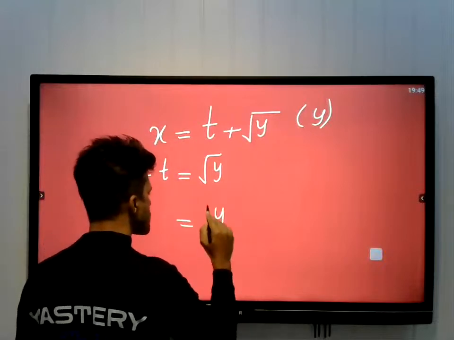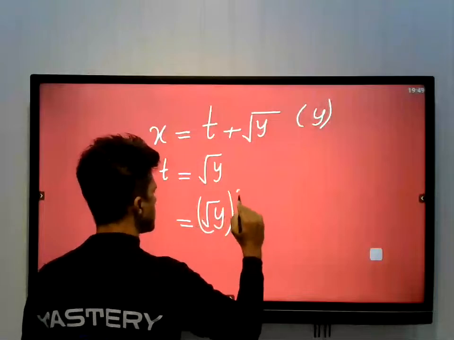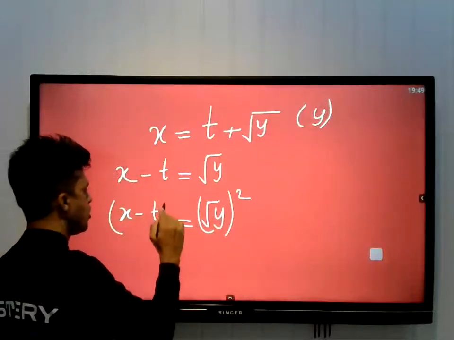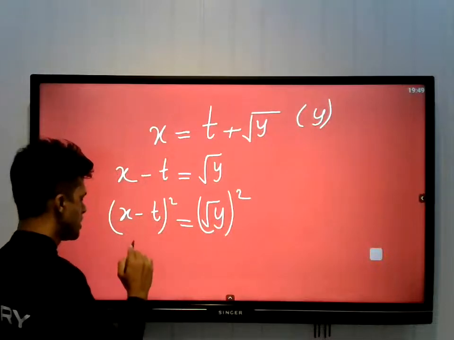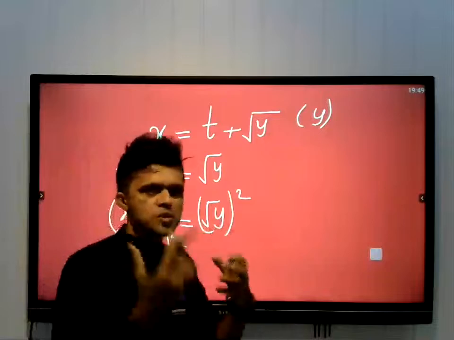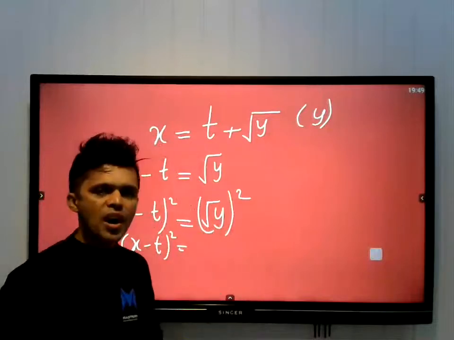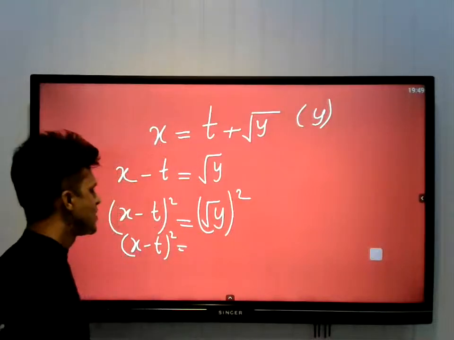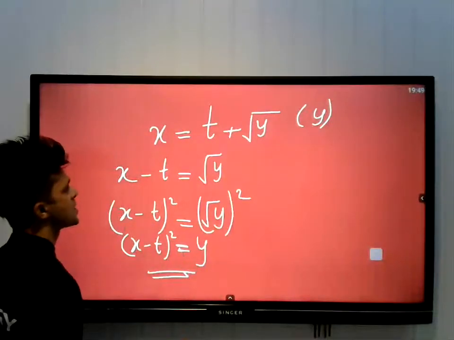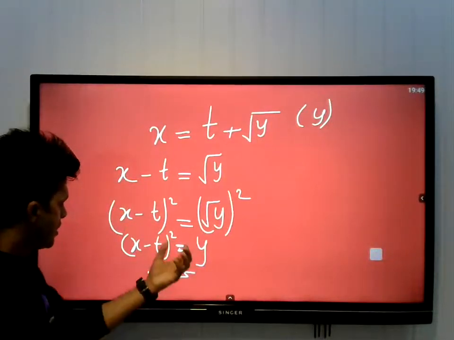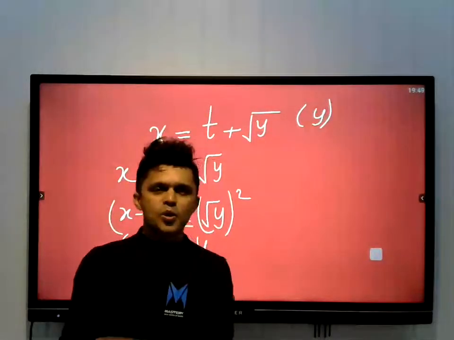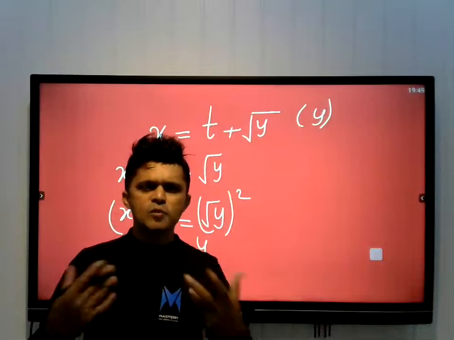Now you could get the square of both sides. X minus t equals to, this side as well, taking the square value. So x minus t whole square equals to, when you square this root y, it equals y. So y equals to x minus t whole square, or x minus t whole square equals to y. So we could do one more question.